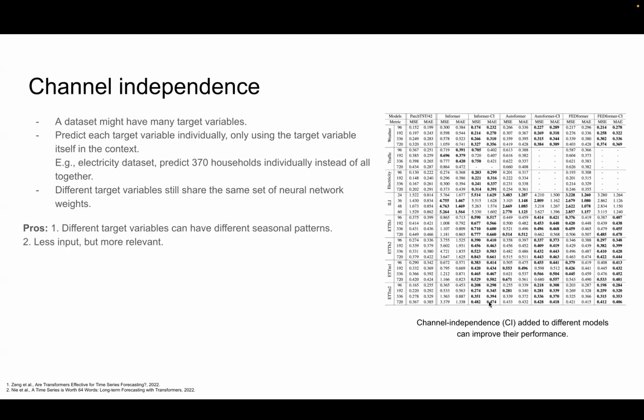So this is a table of applying channel independence to a range of existing models. Each column is a different model. The first model is Informer, and it adds channel independence to the Informer, and then Autoformer adds channel independence to the Autoformer, and so on. And across those different evaluation data sets, this paper shows that channel independence actually improves the performance for all those models.